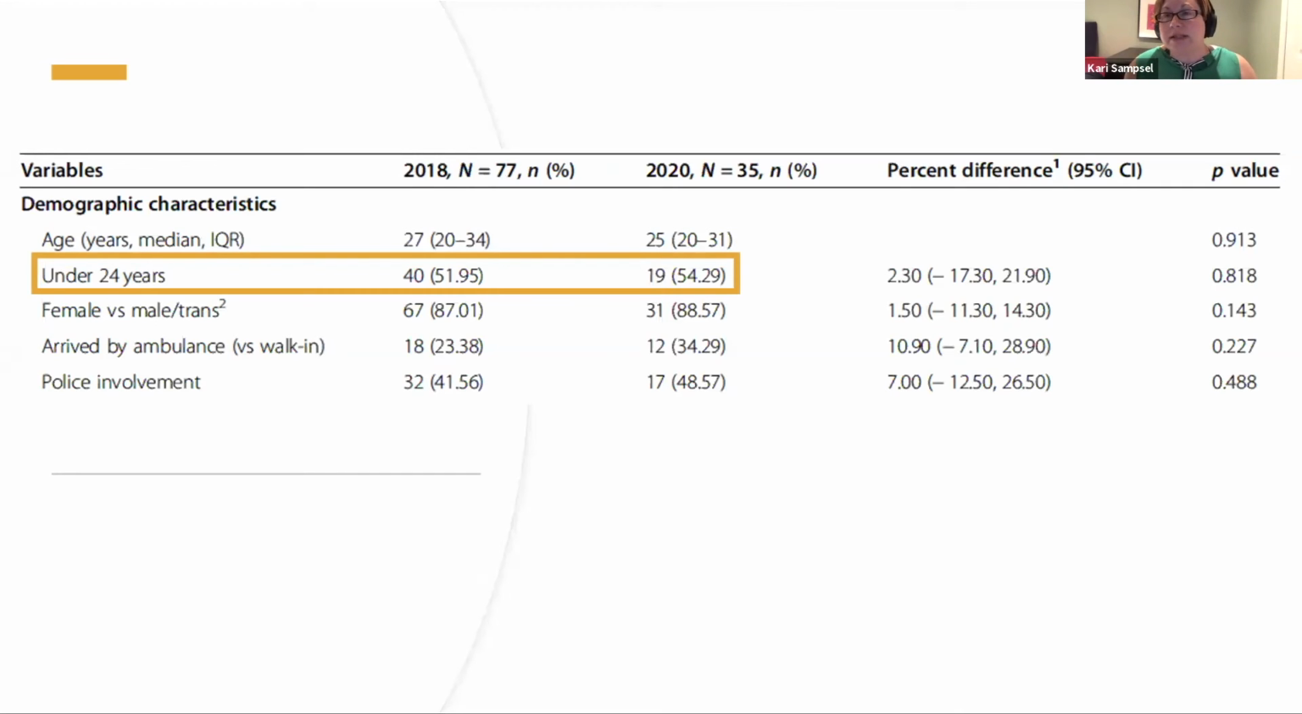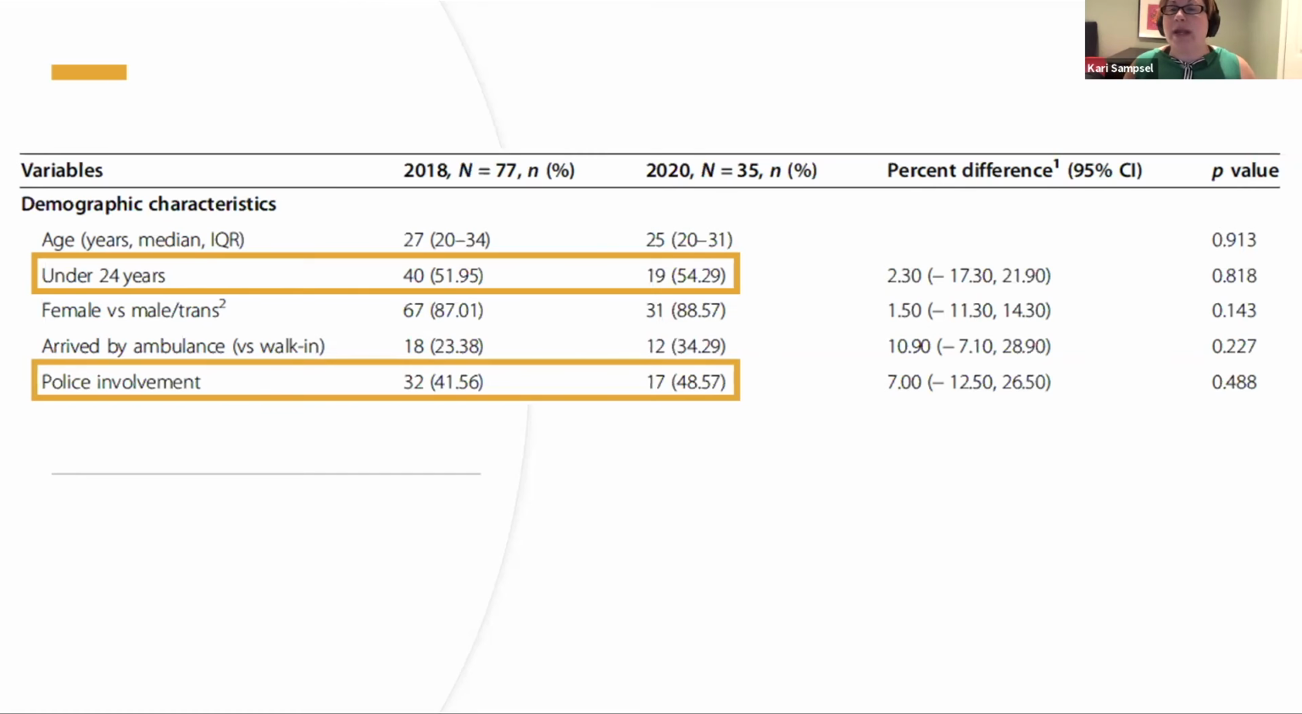There were relatively small sample sizes within this timeframe because it was only a 2-month period. We found that we did see fewer younger patients, under 24 years, as the World Health Organization adolescent time frame definition, among violence survivors coming to our program at that time. And you can see that there was way less police involvement for patients during the pandemic timeframe as well.